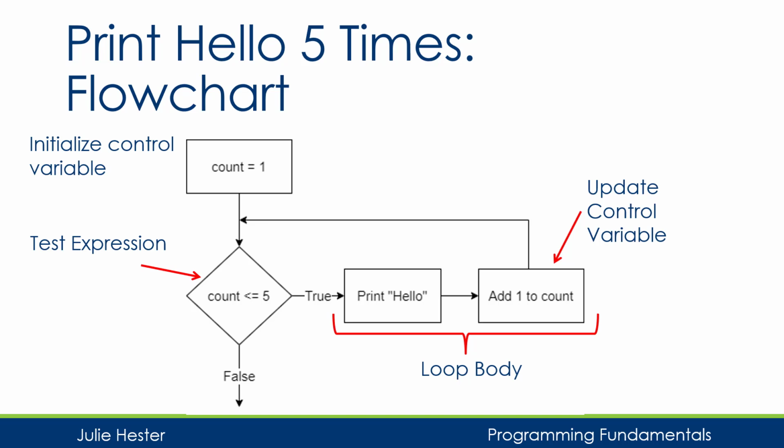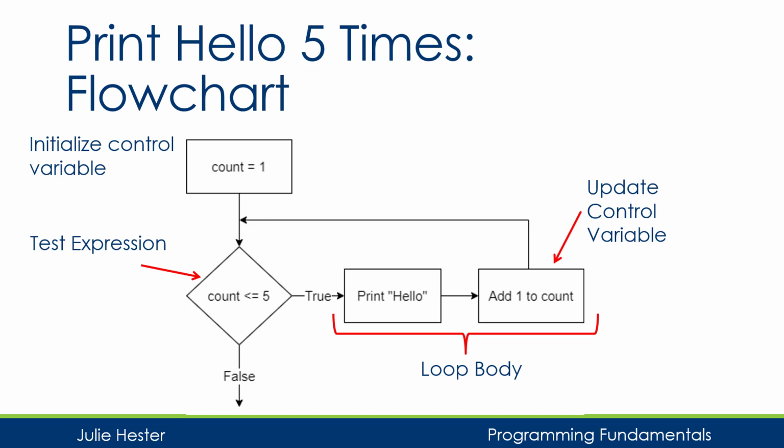Now after I add 1 to count, I'm going to go back up to the part in the flowchart where I look at the test expression again. So after I've executed this loop 1 time, count now has a value of 2. I'm going to go back to the test expression, and I'm going to compare count to 5 again. This time count is 2. 2 is less than or equal to 5, and so I'll execute the loop body again. Inside the loop body, I'll add 1 to count and give it a value of 3.